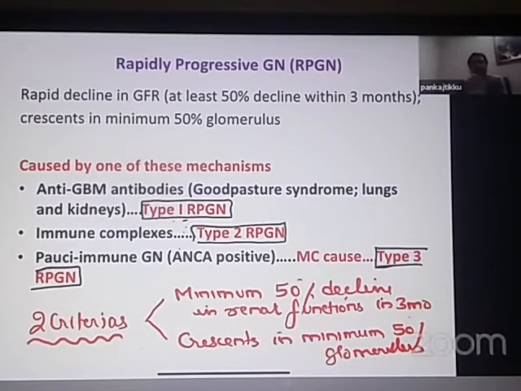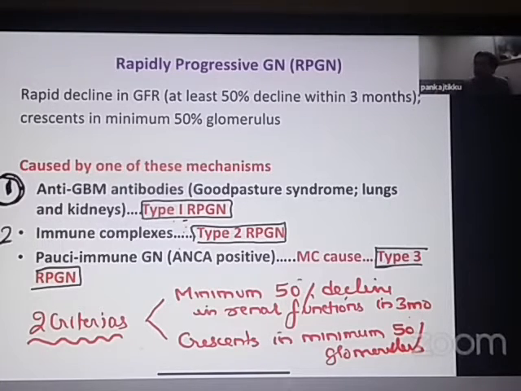But please remember, whenever there is Goodpasture syndrome, there is formation of antibodies against the glomerular basement membrane and the basement membrane present in the lungs. So not only kidney damage, but the lungs are damaged as well. This can lead to which type of RPGN? Type 1 RPGN. So type 1 RPGN is usually because of the anti-glomerular basement membrane antibodies.